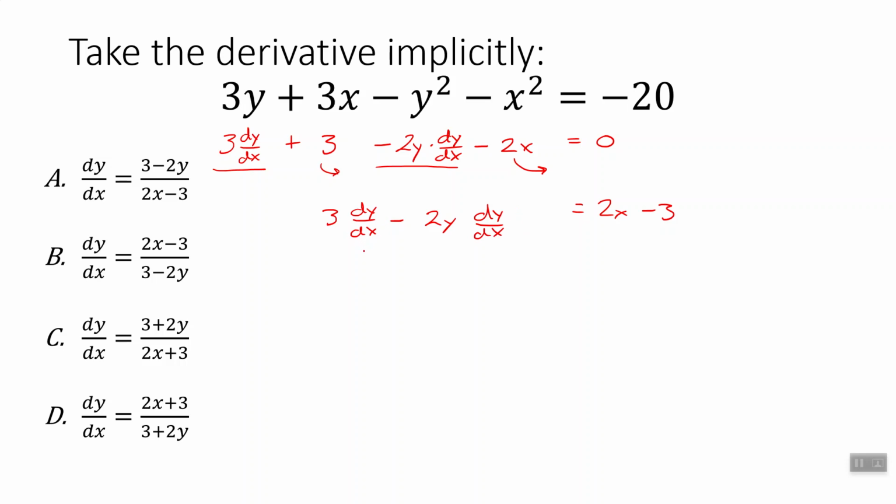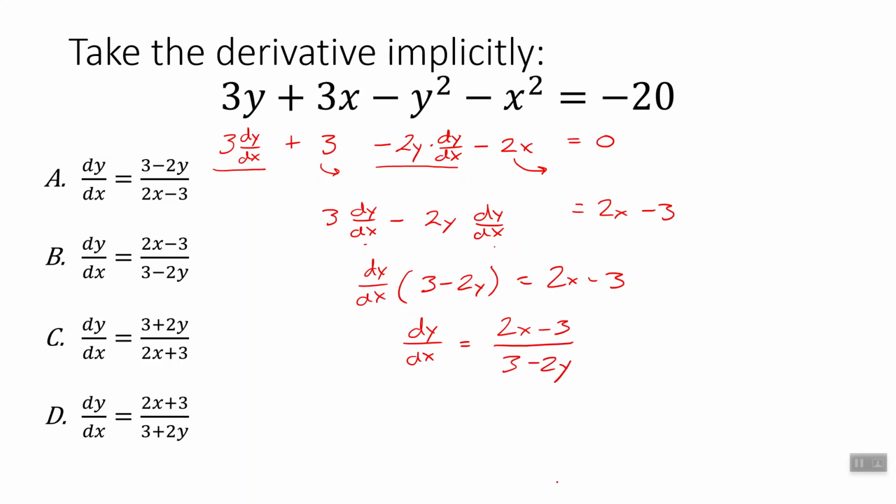Next up, everybody over here has a dy/dx, so we can factor it out. We're left with 3 minus 2y equals 2x minus 3. And then finally, we just have to divide this over. So we get dy/dx, our derivative, is 2x minus 3 over 3 minus 2y. And that is answer choice B.